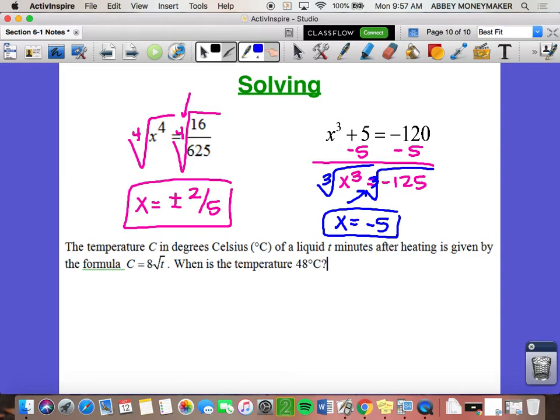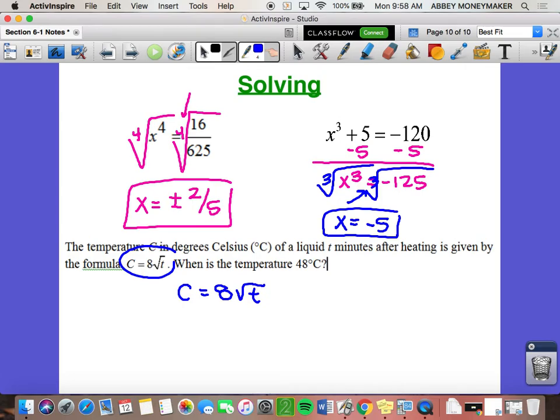On this bottom question here, this is a really good one because it's a word problem and everybody kind of gets thrown off when we do word problems. So let's check it out here. It says the temperature C in degrees Celsius of a liquid T minutes after heating is given by the formula C equals 8 times the square root of T. So I'm going to go ahead and write that down. And it says, when is the temperature 48 degrees Celsius?